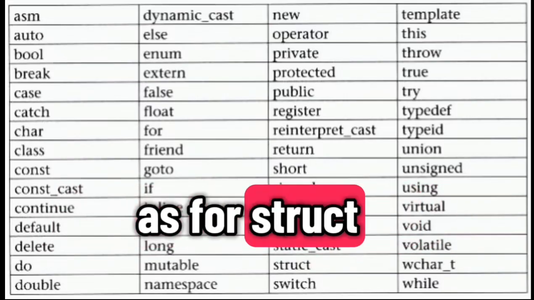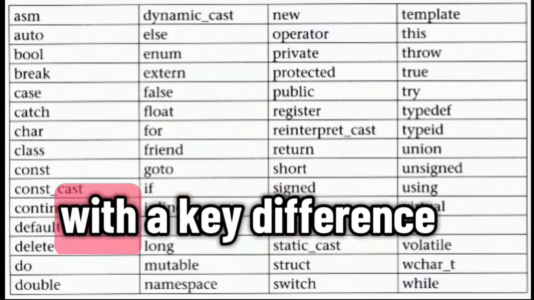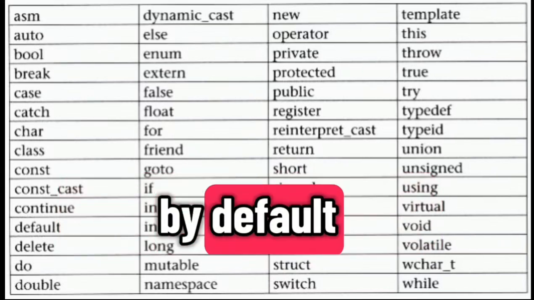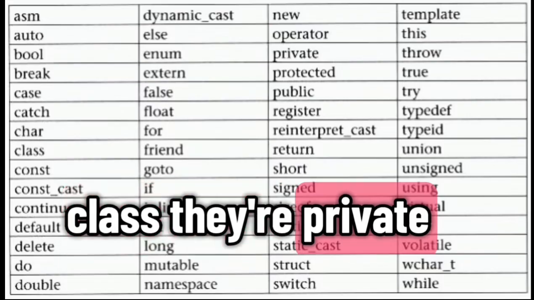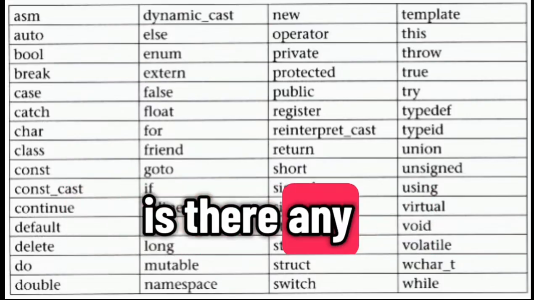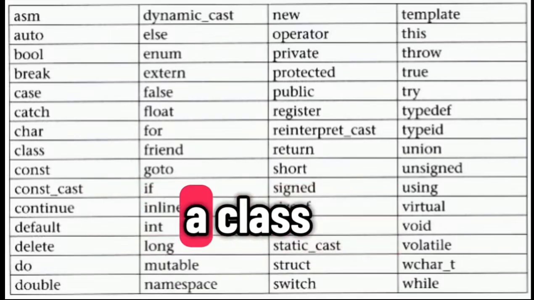As for struct, it's similar to a class, but with a key difference. In a struct, members are public by default, whereas in a class, they're private by default. Anything else you're curious about? Is there any other keyword in a class?